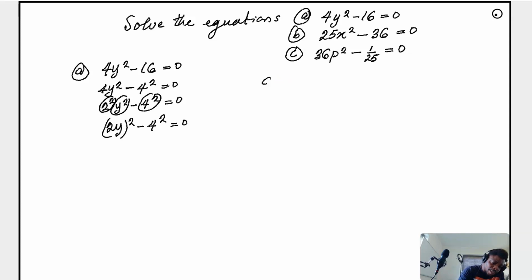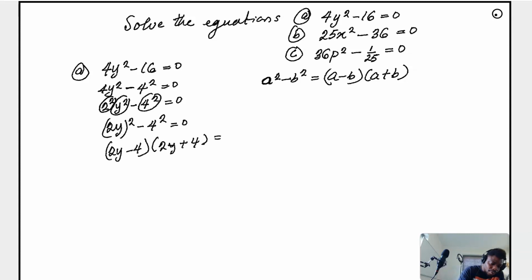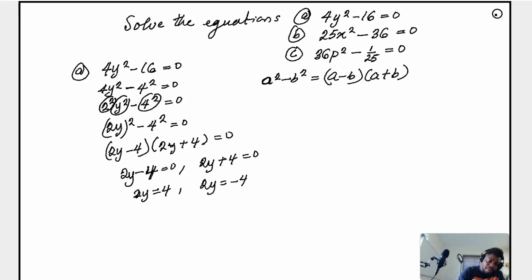So recall that a squared minus b squared is equal to a minus b times a plus b. That is difference of two squares. So my a is my 2y. So 2y minus 4, then 2y plus 4 is equal to 0. So this is 2y minus 4 is equal to 0. Then 2y plus 4 is equal to 0. So 2y is equal to 4 because minus 4 comes here. 2y plus 4 comes here minus 4, right? So you divide through by 2.